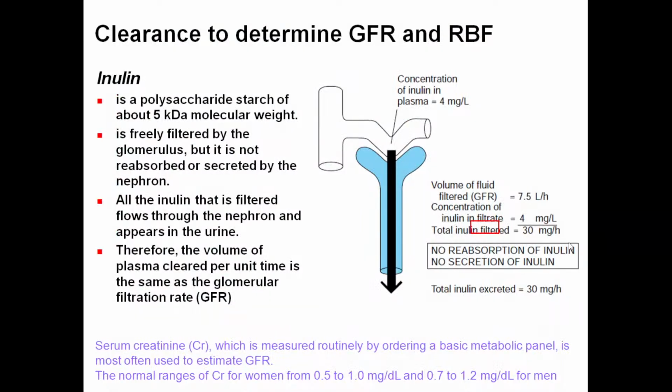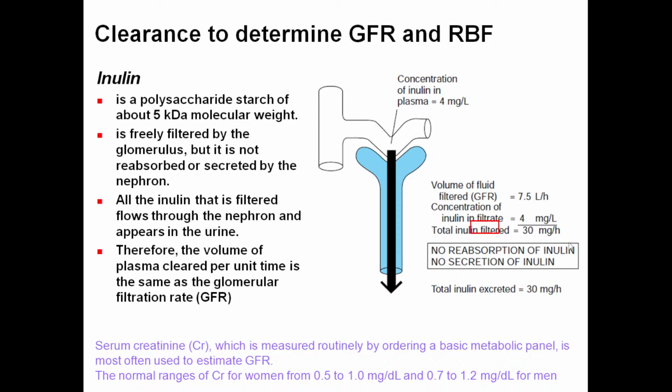So clearance of the low molecular weight polysaccharide inulin is used in experimental studies as an ideal marker for the glomerular filtration rate. Why it can be used to analyze the GFR is because inulin is freely filtered but is neither reabsorbed nor secreted by the nephron, and it cannot be metabolized. Therefore, the rate of inulin filtration equals the rate of inulin excretion in the urine, so the volume of plasma cleared per minute equals the GFR if you use inulin.